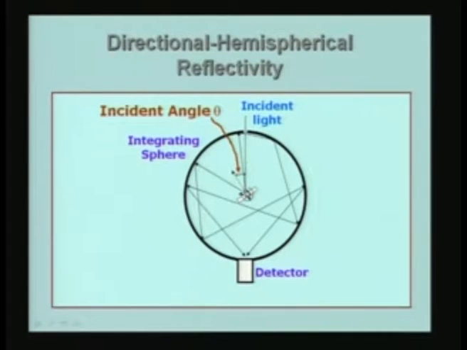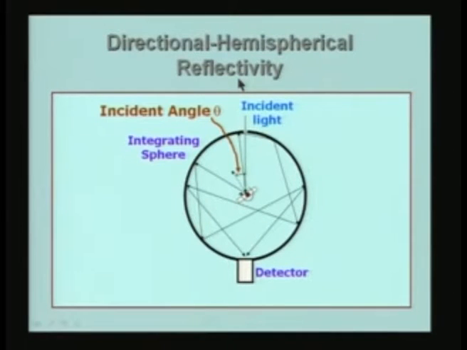Incident light comes here at this particular angle to the normal, gets reflected in all directions. I have taken one or two different rays coming out. One is coming here, one more, second reflection, third reflection, fourth reflection, and so on. So, a large number of reflections take place, and the light which is arriving at the detector is actually proportional to the amount which is reflected along all the hemispherical directions. Therefore, in this measurement I get the directional hemispherical reflectivity.